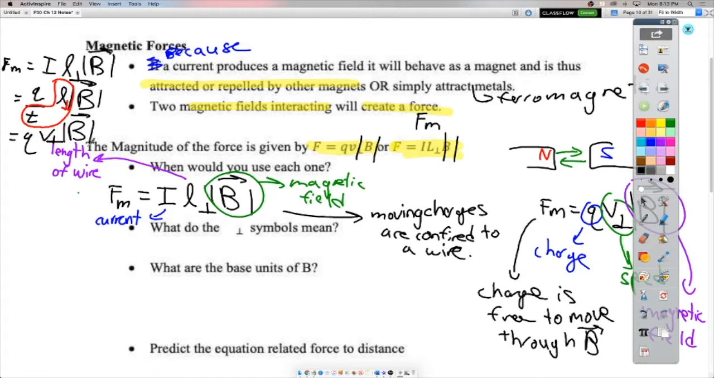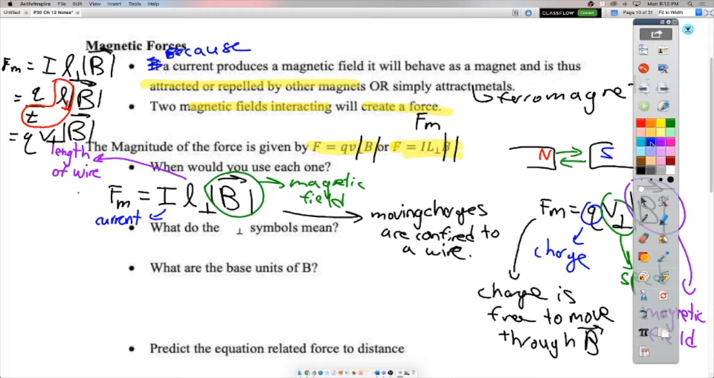So they really are the same idea. One just makes more sense when we're talking about a current carrying conductor, and one makes more sense when we're talking about a free charge moving through a magnetic field. So I just wanted to point out that these aren't very different ideas. They're the same idea, just applied in more convenient ways depending on the situation.